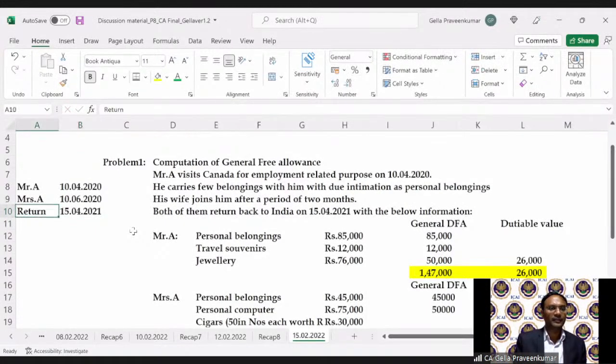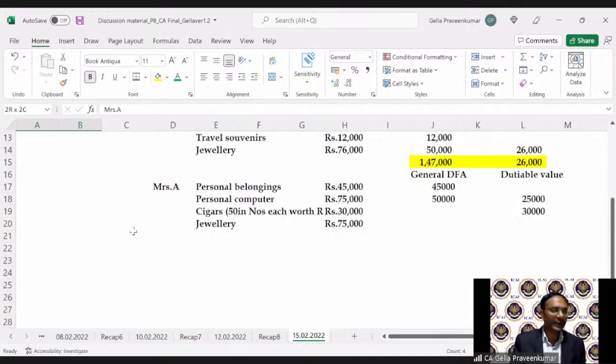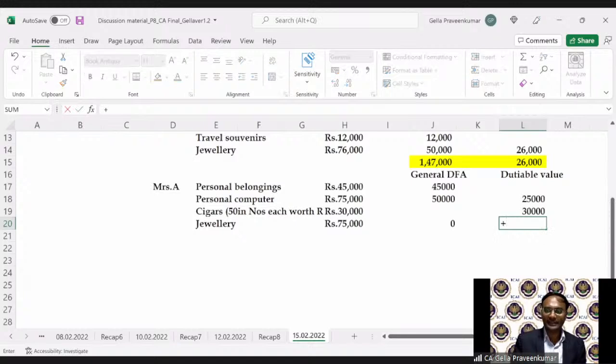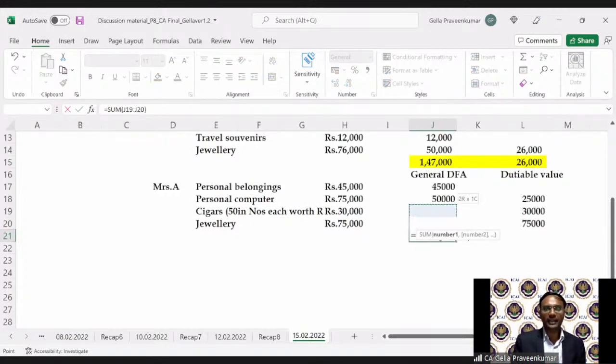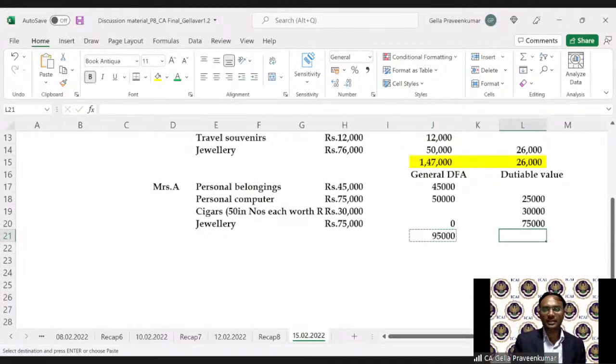Now, from Mrs. A's point of view, was she abroad for more than 1 year? Answer is no. She is not abroad for more than 1 year. For that reason, my benefit under Rule 5, that is rupees 1 lakh, is not applicable. So what we will say? General duty free allowance 0. Entire 75,000 will be subjected to duty. So my duty free allowance is this much. My duty taxable is 1,30,000.